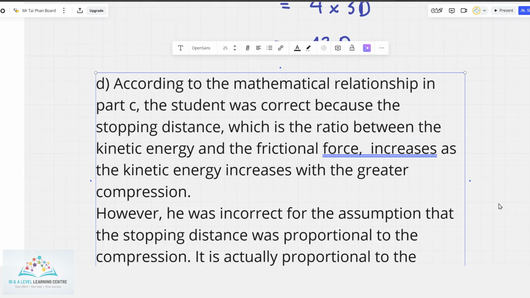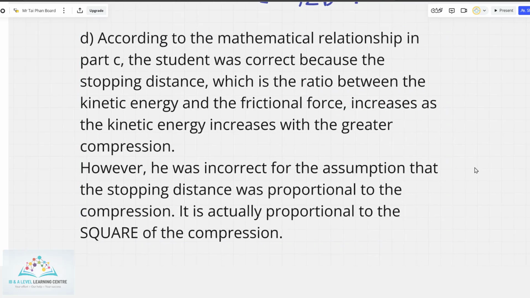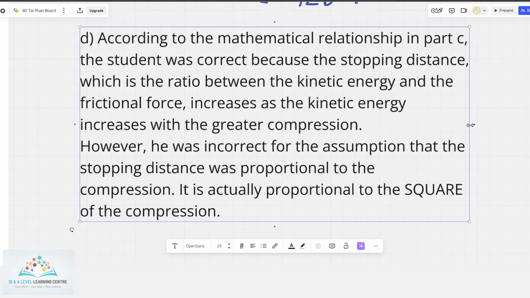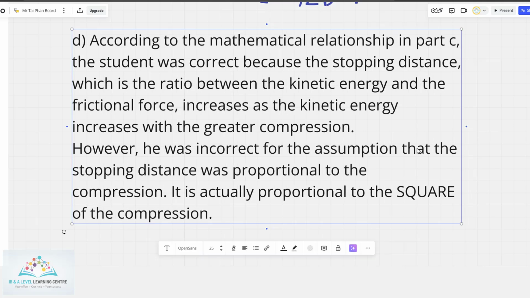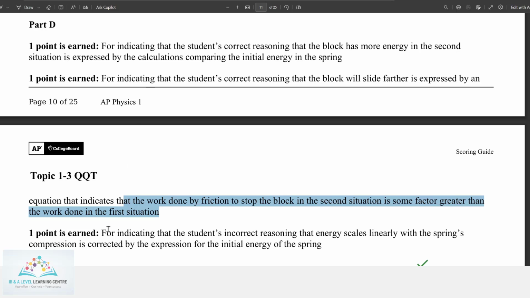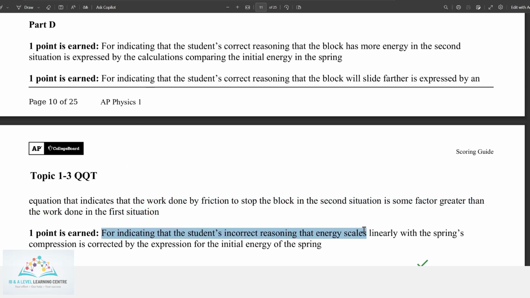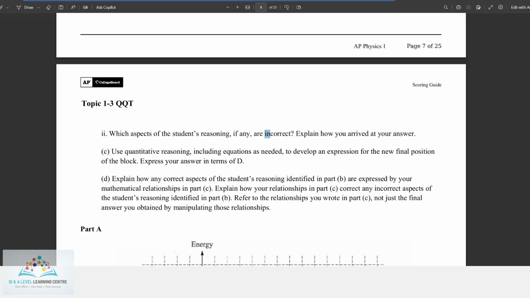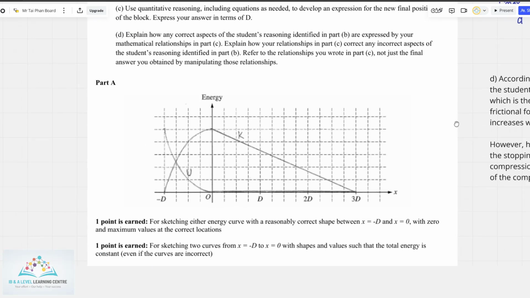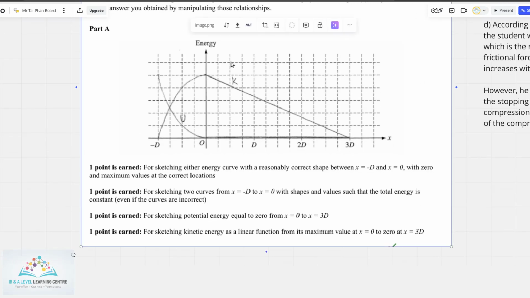To make it even clearer, the relationship helps identify the new stopping distance, which is greater than the old stopping distance. The incorrect reasoning, that energy scales linearly with the spring compression, is corrected by the initial energy of the spring. Yeah, that's it. Okay, that's question 1. This is the answer. So just remove this one.